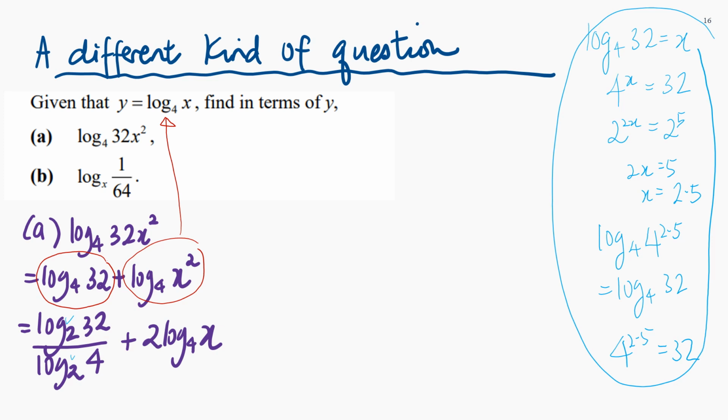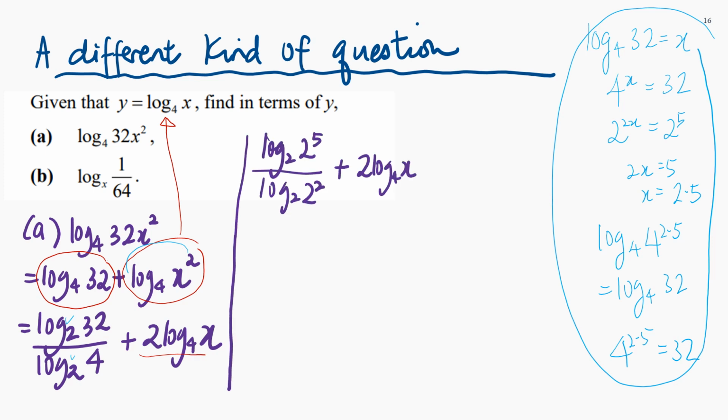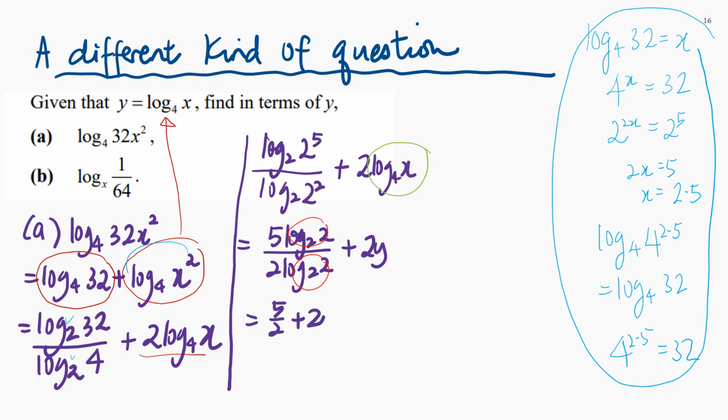And then for this one here, I can apply the power law. I can bring the 2 to the front to get what I have here. Then the next step: 32 you can write as 2 to the power of 5, and 4 is 2 to the power of 2. Apply the power law again. And this one here, replace it with the letter y. You get 2y, and log 2 base 2 is 1. So your answer will be 5 over 2 plus 2y. So that's how we do part A.